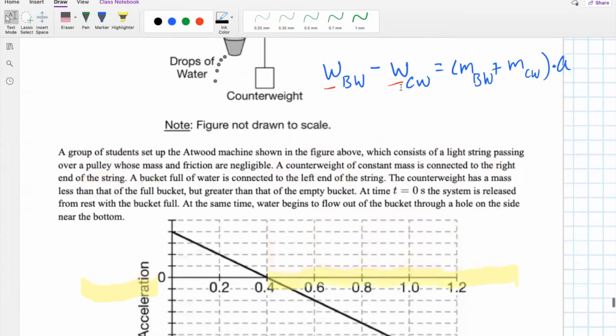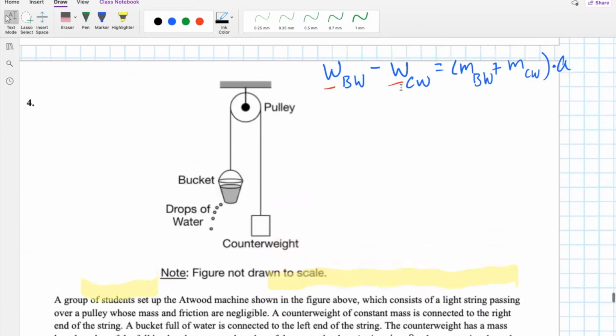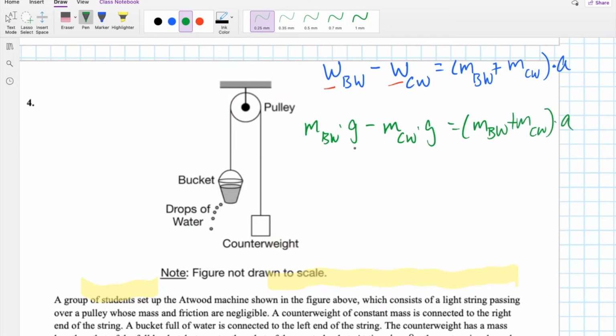Here they want mass, not necessarily weight, but it's the same idea. M of the bucket of water times g minus the mass of the counterweight times g equals the sum of masses times the acceleration. So when are these two quantities going to be equal to each other?